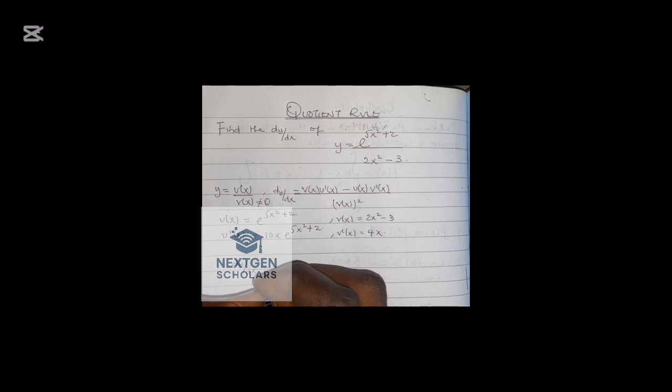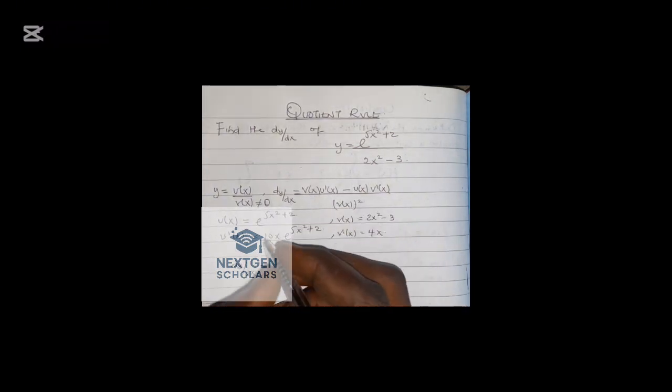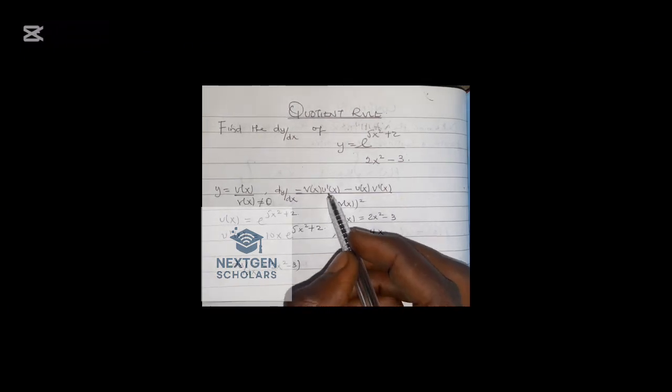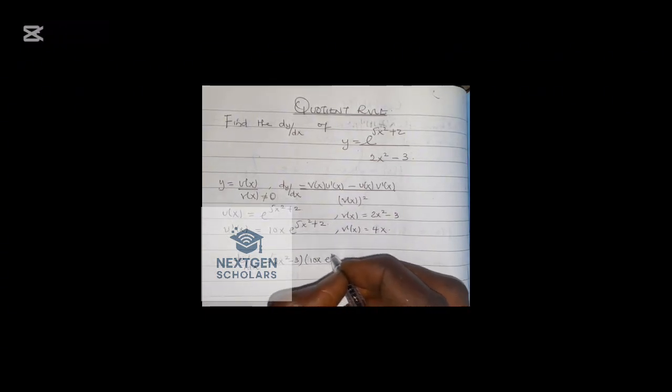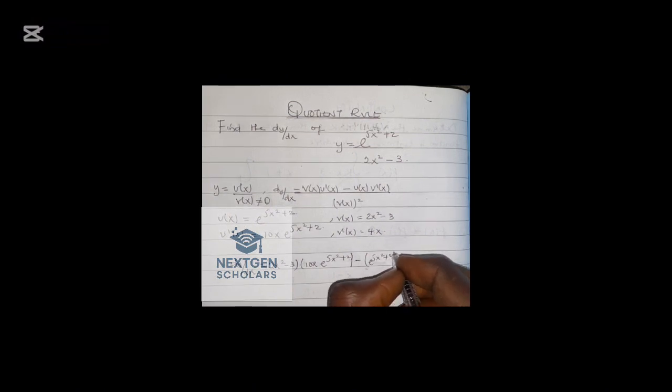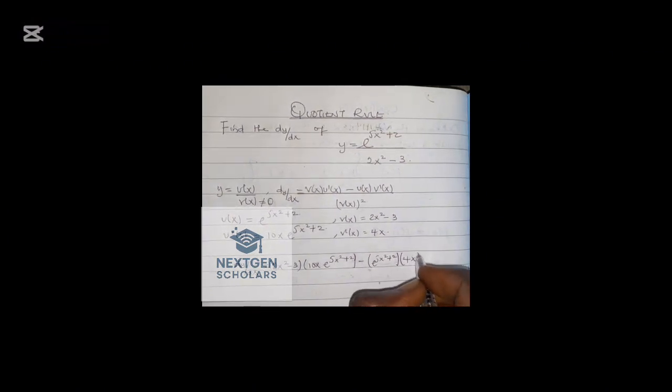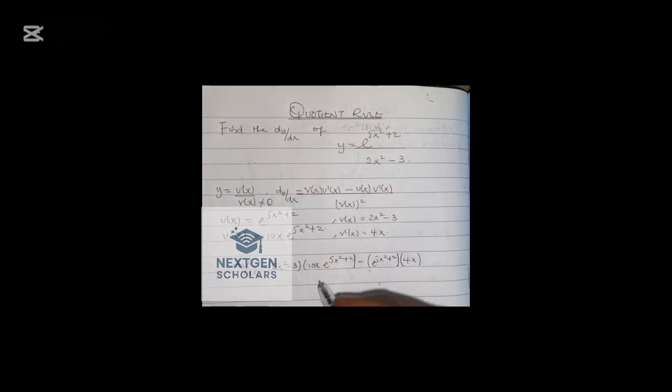dy over dx is equal to the v of x first, which is the second function, 2x squared minus 3, into u prime, and u prime is simply this, 10x e to the 5x squared plus 2, minus, now we keep the u of x, which is this, e to the 5x squared plus 2, and we differentiate v of x, which we got to be 4x, all over the square of this here, which is 2x squared minus 3, all squared. I hope you're following.